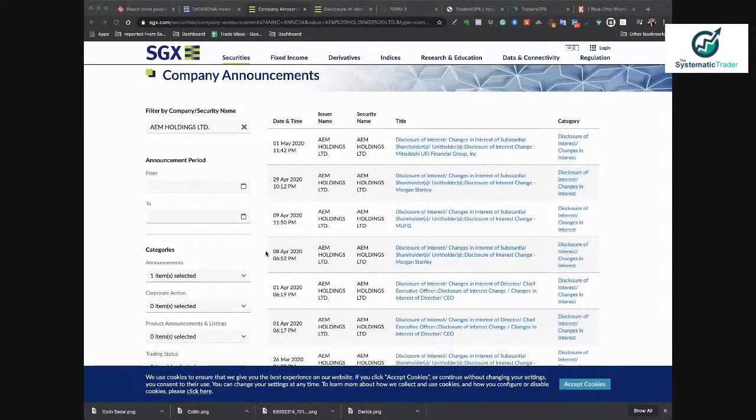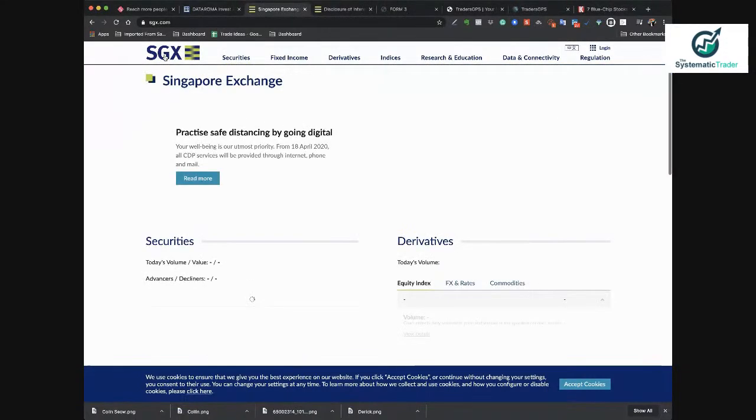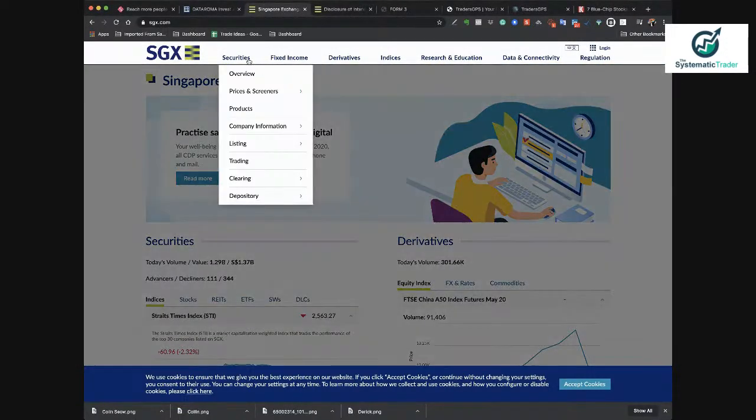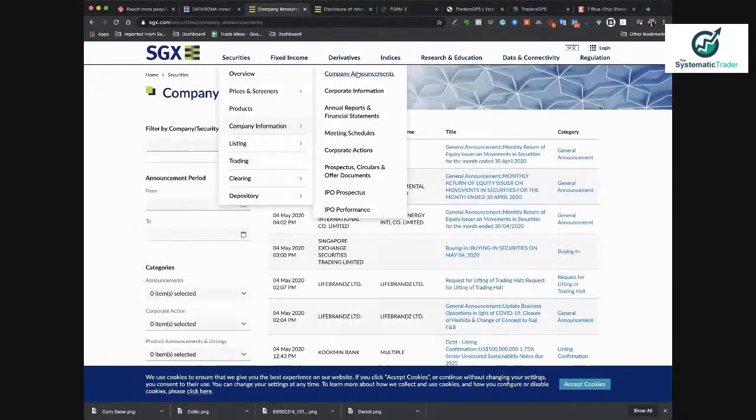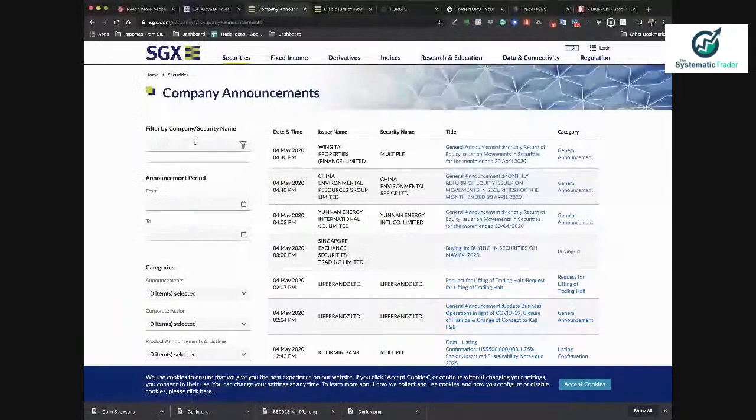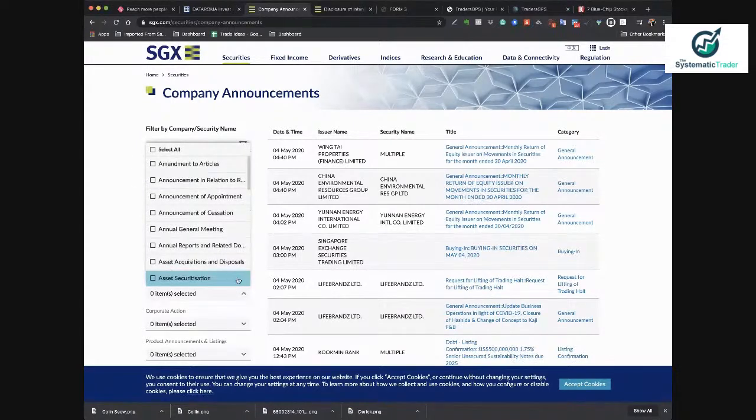Okay, good. So we go to this site, sgx.com. This is for Singapore stocks. I'll show you from the start. When you log into sgx.com, this is the website. Then you go to company information, then company announcement. This is quite tedious, and this is just Singapore stocks. After that, you go to announcement.